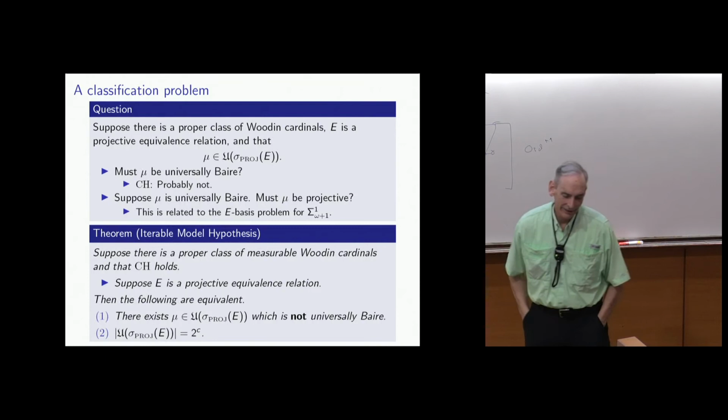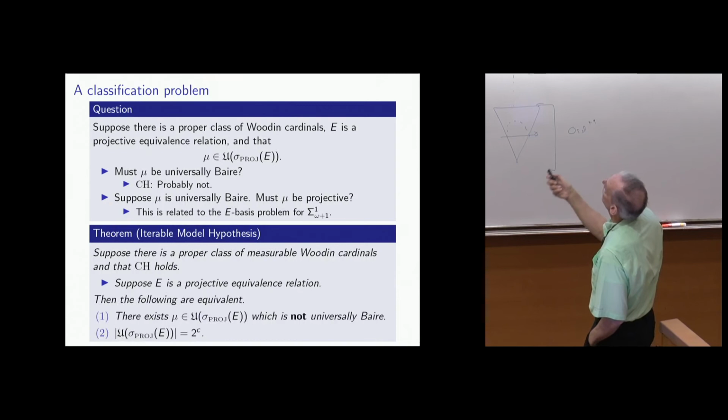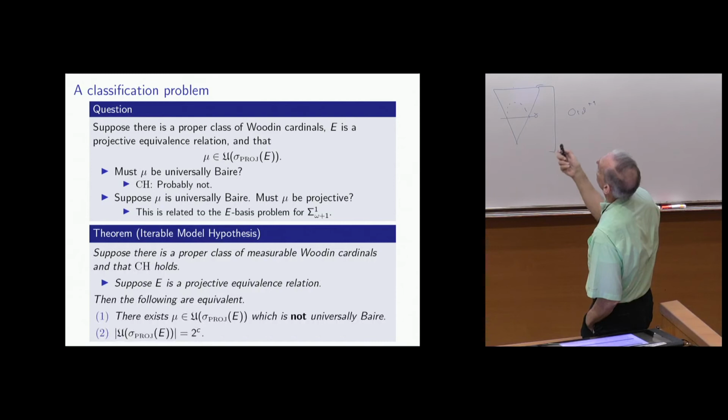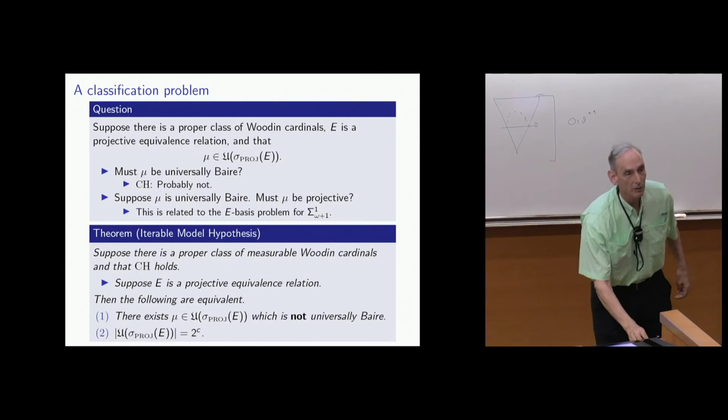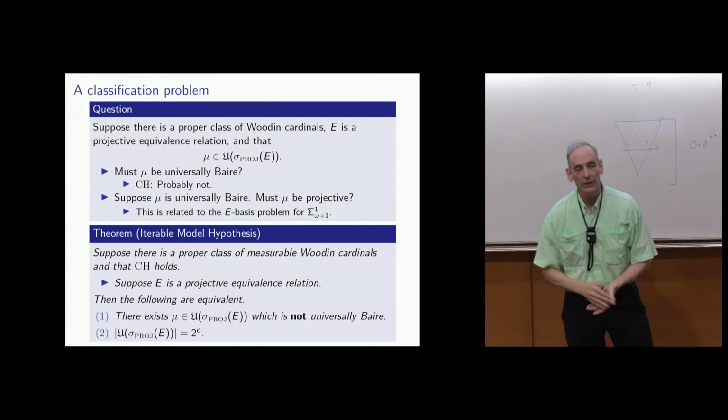Again, that's the second question which I'm more interested in, whether universally Baire implies that the measure can be classified. Maybe it has to be simple. Maybe if it's universally Baire. So in the AD plus world, maybe all these measures have to be projective, that you can't build a complicated measure. I just don't know. I mean, again, I've not really thought about this.